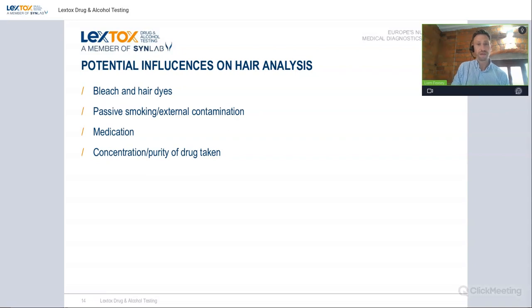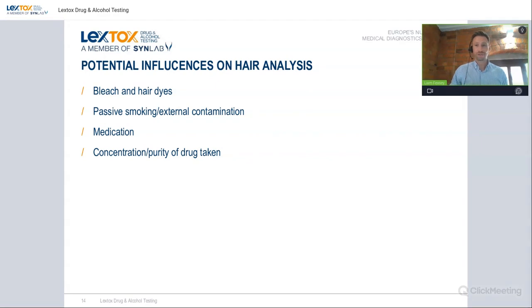So the first observation we make is we look at the hair before we start the analysis. And if we identify that there's a color change along the length of the hair, then that could indicate that the hair has been dyed or bleached. So then we make that observation into the report as well for your reference. But also during the actual extraction process, if the color of the solution changes, that gives an indication that hair dye is present. So therefore, we would also then make that observation in our report, and we can use that observation in our interpretation of those results.